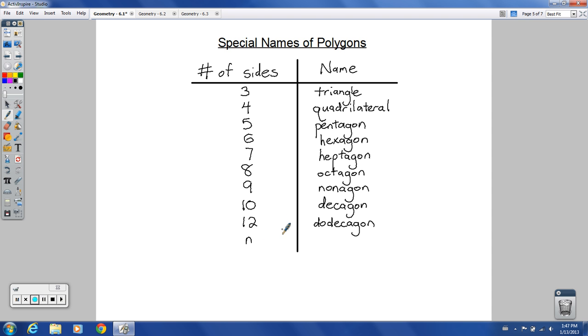And then if you have n sides, we just call it an n-gon. And so let me make a little note down here to kind of clarify that a little bit more. What is an n-gon? In general, any n-sided, so it could be like 22-sided, could be 86-sided, whatever the number of sides is, any n-sided polygon is an n-gon.